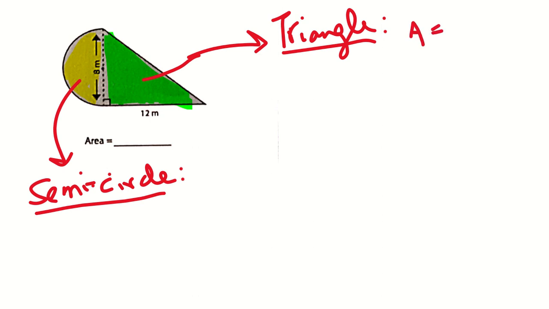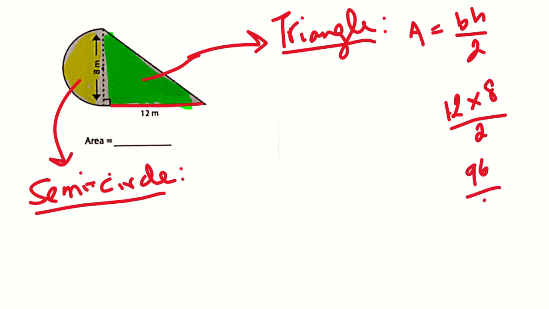Area is base times height divided by 2. Okay, so what's the base and the height? Here's the base of the triangle, 12, times height. Height is usually given as a dotted line, so that's 8, divided by 2. 12 times 8 divided by 2. That's 96 divided by 2. 96 divided by 2 is, what is it, 48? Yep. Okay, so that's the triangle. It's off to the side.